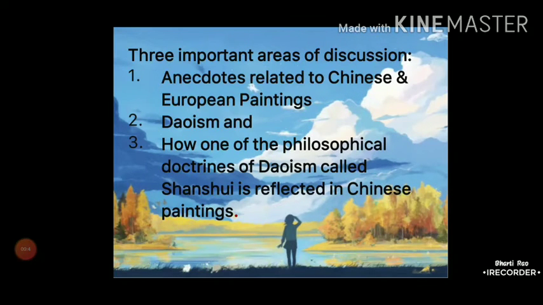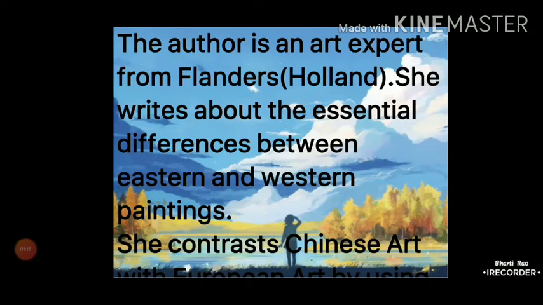Now there are three important areas of discussion in this article. One is anecdotes related to Chinese and European paintings. One is Daoism, and the other is how one of the philosophical doctrines of Daoism, called Sanshu, is reflected in Chinese paintings. Now, what do you mean by anecdotes? Anecdotes are the stories.